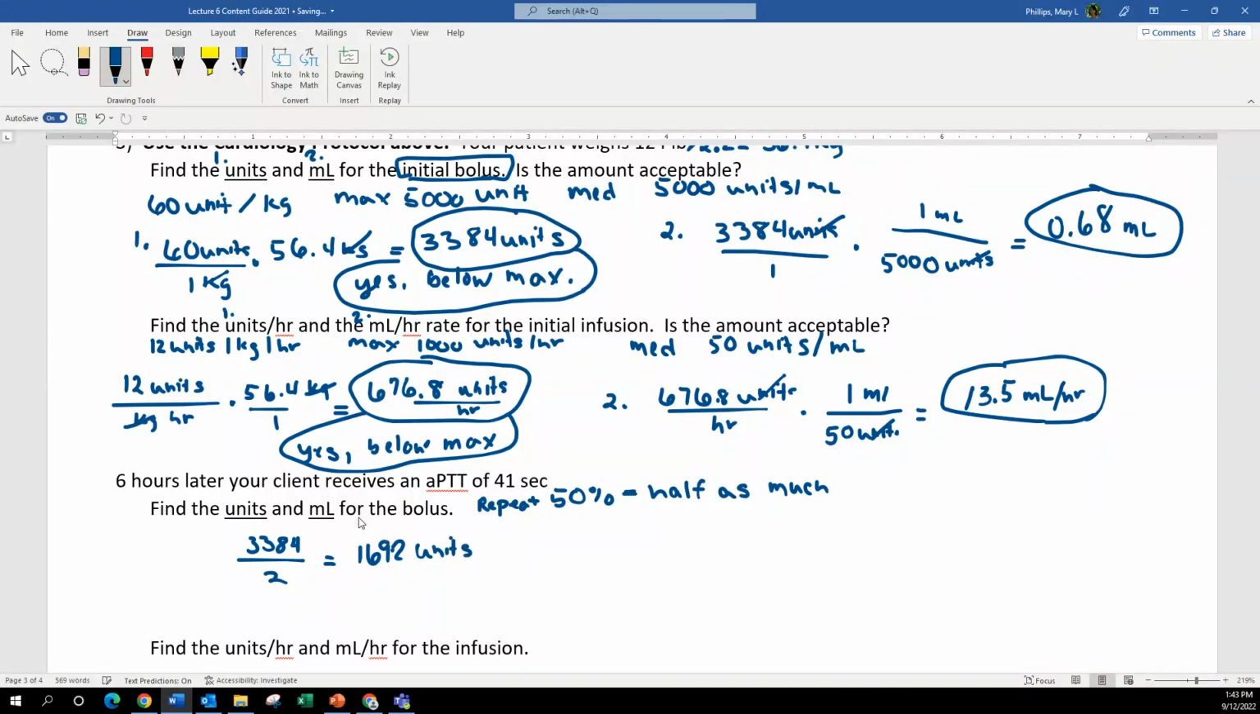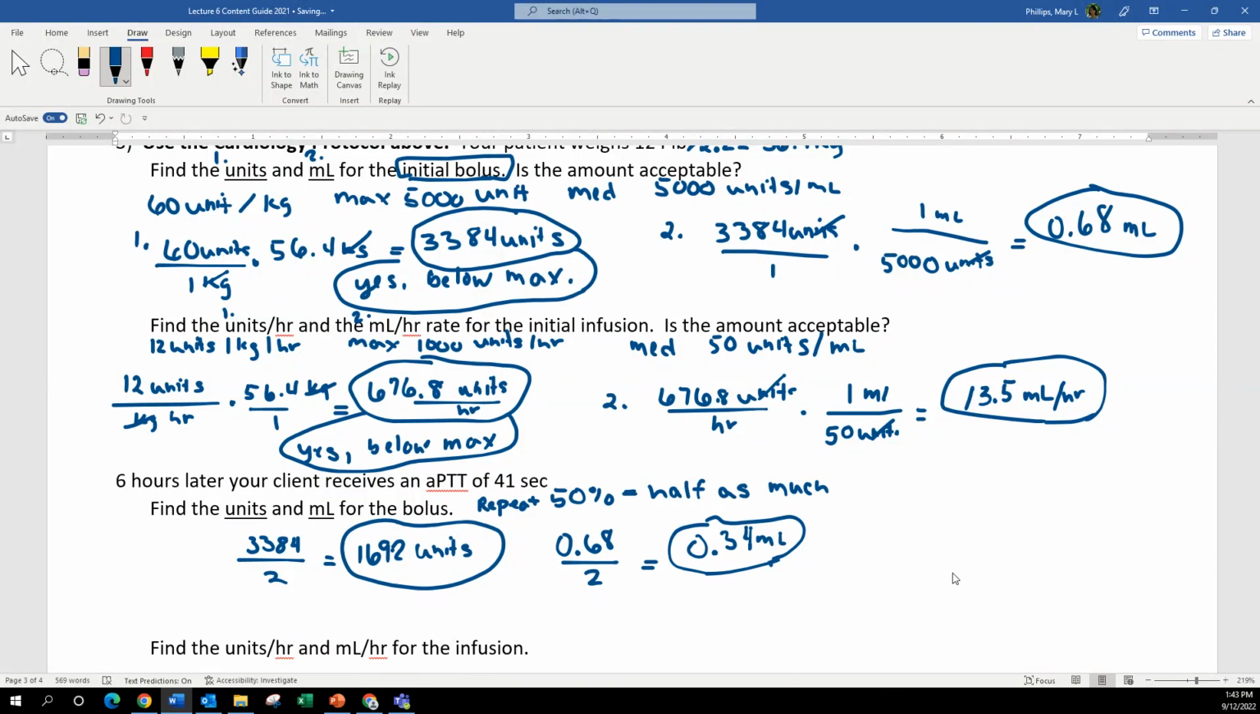But it also wants an answer in milliliters, so I look again up to where I did the math before. My bolus was 0.68 milliliters. And again, I'm going to take that and divide it in half. And so I get that I should administer 0.34 milliliters. And so easier math than starting from the beginning, but I do have to go back and look at my work. So these are the units, which are exactly half of what we gave before. And these are the milliliters, again, exactly half of what we had given them with the initial bolus.